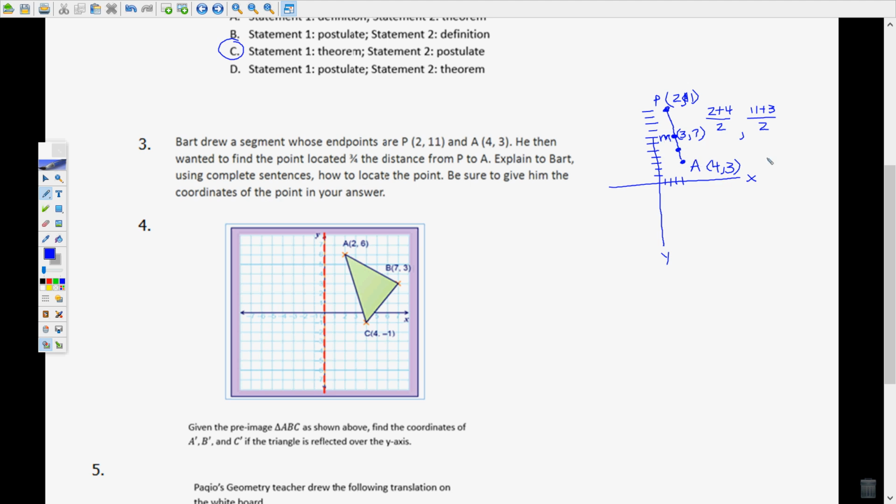And then the midpoint from (3, 7) to (4, 3) will give you that 3/4 distance. So we'll add together 3 plus 4 and divide by 2, 7/2, and 3 plus 7 and divide by 2. So the point that is 3/4 of the distance from P to A is (7/2, 5). And you'll have to read whatever the directions are on the EOC. They may or may not want you to change it to a decimal. They may want you to leave it as an improper fraction.